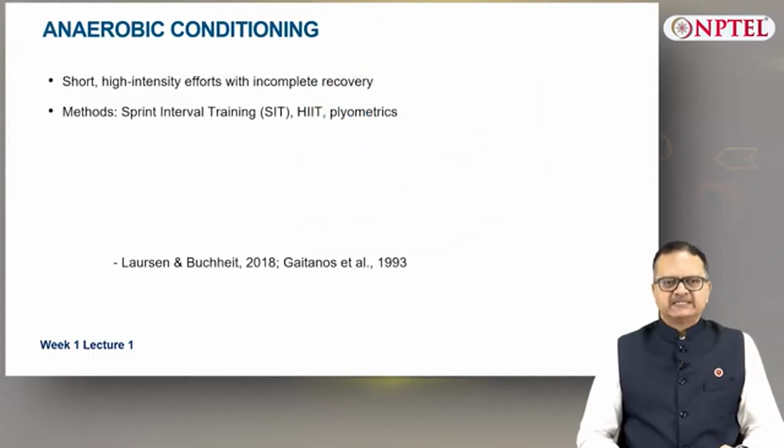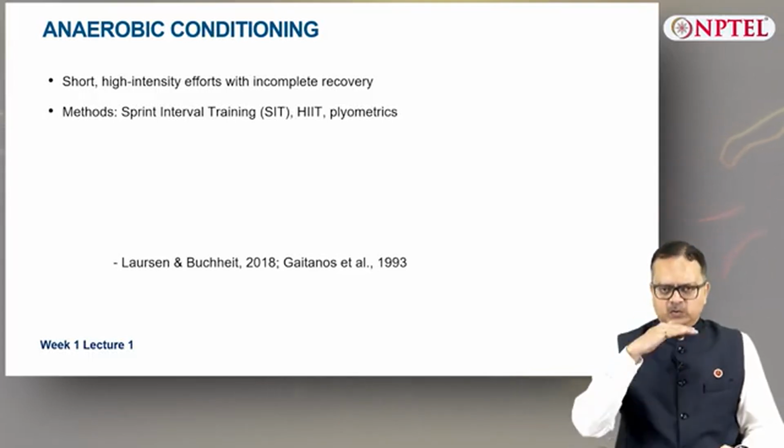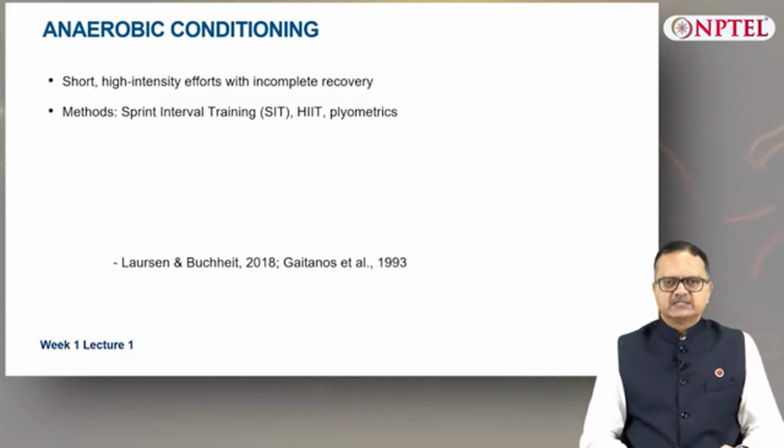Anaerobic conditioning basically involves short, high intensity efforts with short, incomplete recovery. The different methods used are sprint interval training, high intensity interval training, and plyometrics. Generally, anaerobic conditioning is not started very early in the training program. You generally want the athlete to reach a particular level of aerobic fitness before you start anaerobic conditioning, because if you look at these drills, most of these drills, if you give it to a raw, untrained person, you will cause injuries.